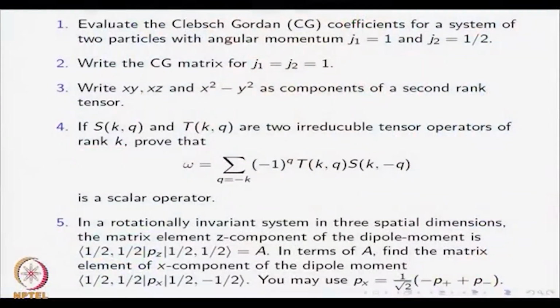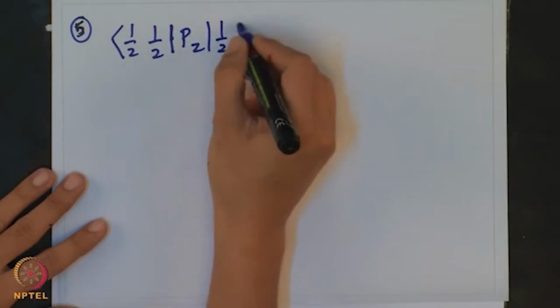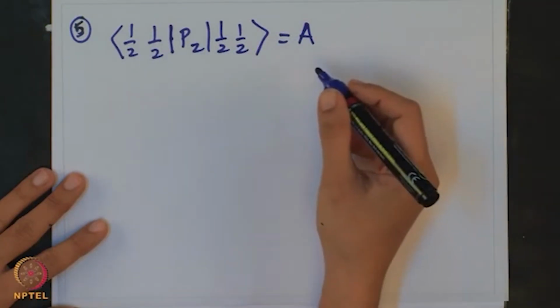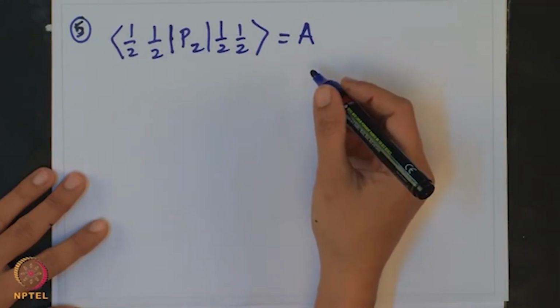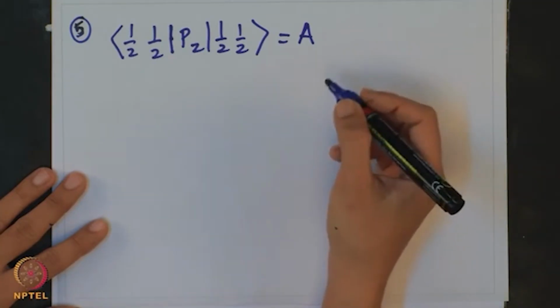So, the problem given to you is: in a rotationally invariant system in 3 space dimensions, the matrix element of the z component of the dipole moment, that is, <1/2|p_z|1/2>, is given to you as some value a. In terms of a, we have to find the x component of the dipole moment, and a hint is given to you.